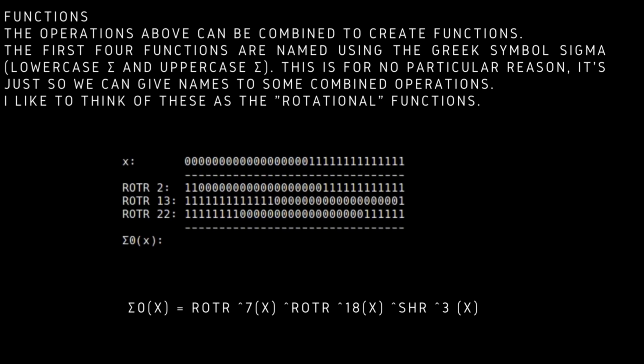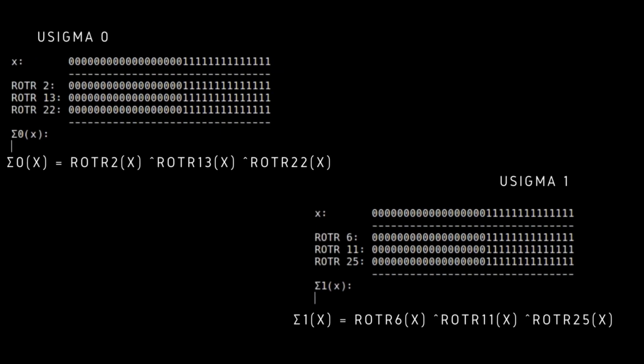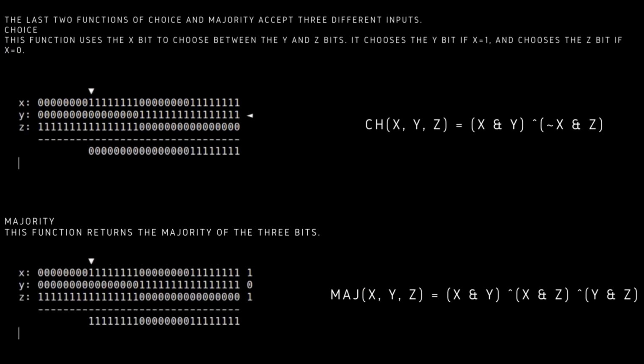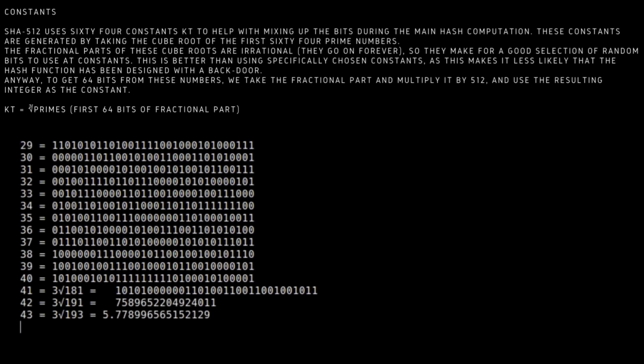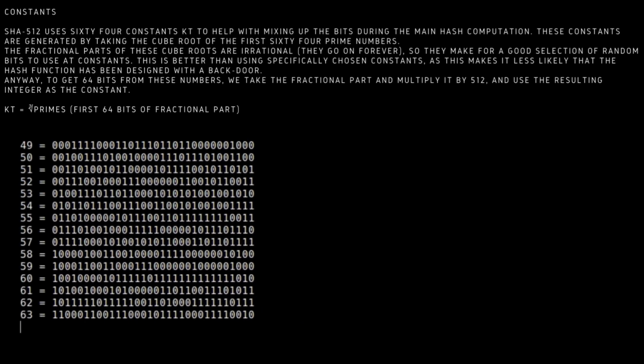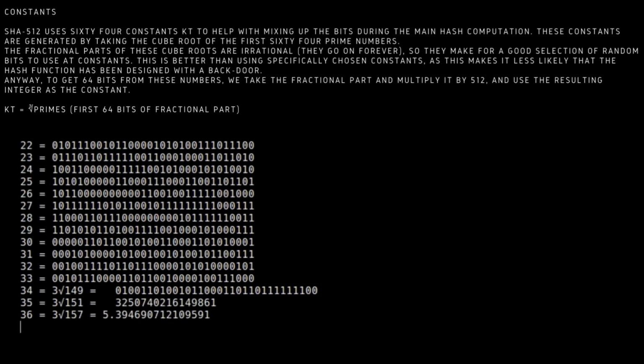The first 4 functions are named using Greek symbols sigma, lowercase and uppercase, collectively known as rotational functions. These functions involve right rotations, symbolized by rotator, with varying powers. The last 2 functions, choice, Ch, and constant, introduce conditional selection and predefined constants, Kt, respectively. The constants are generated by taking the cube root of the first 64 prime numbers fractional part, providing a selection of random bits for enhanced security.